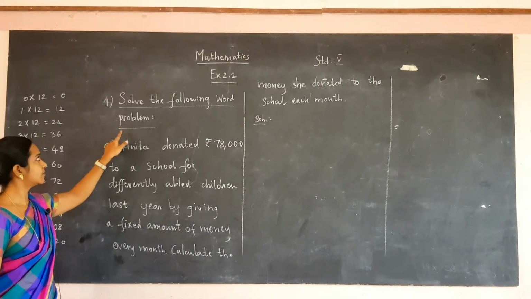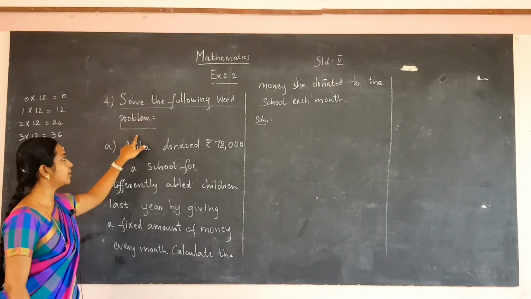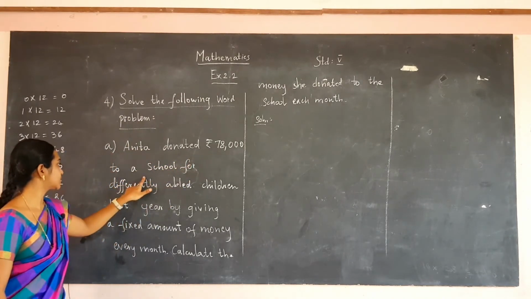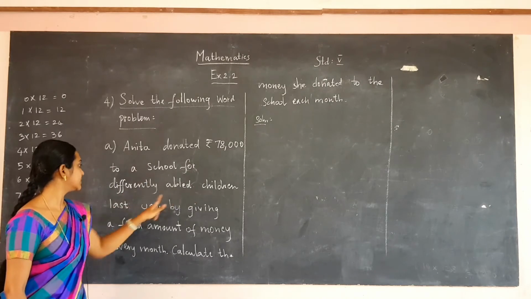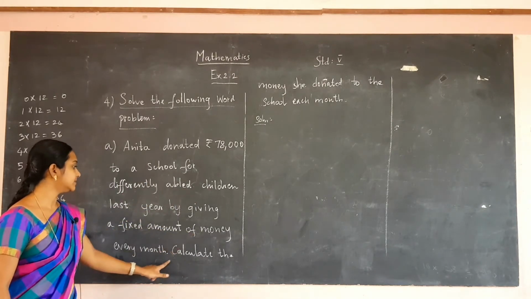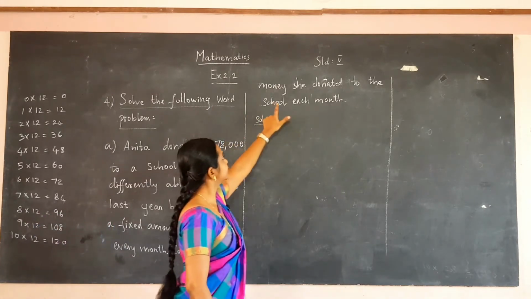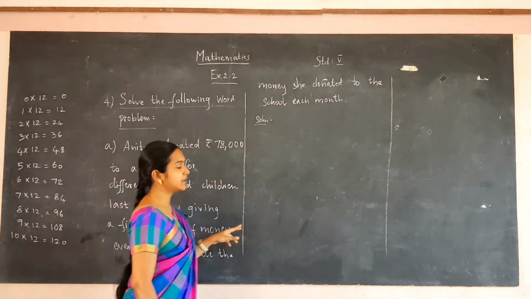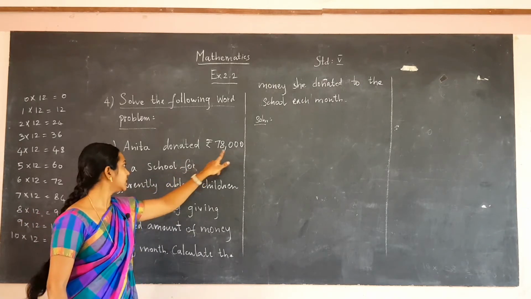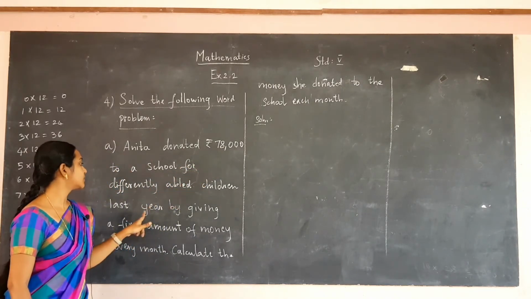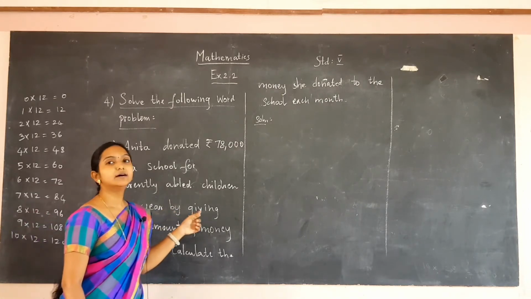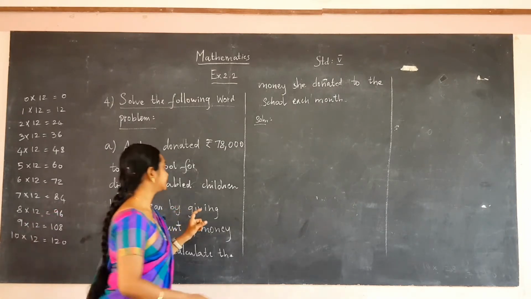Now the fourth problem is: solve the following word problem. Anita donated rupees 78,000 to a school for differently abled children last year by giving a fixed amount of money every month. Calculate the money she donated to the school each month. Now Anita donated rupees 78,000 for a year to a differently abled school. Now we are going to find how much money she donates every month.